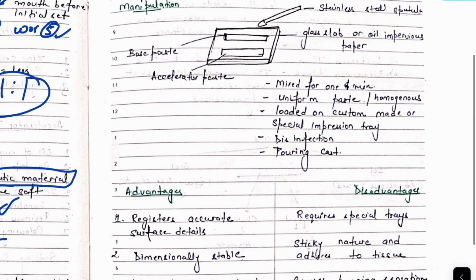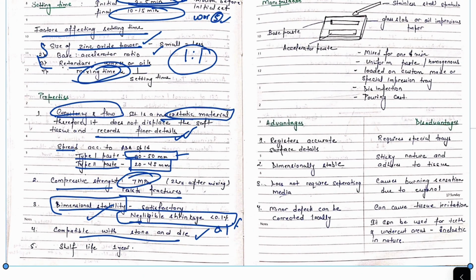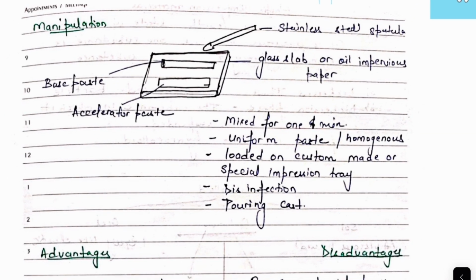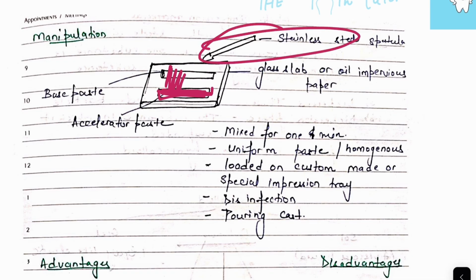Now talking about the manipulation, so you take the base paste, it is white in color, and then you take the accelerator, which is red. I'm just making it pink, right? So this is the accelerator, and you would mix it using a stainless steel spatula on a glass slab. Okay, make sure you don't have any oil or waxes on the glass slab.